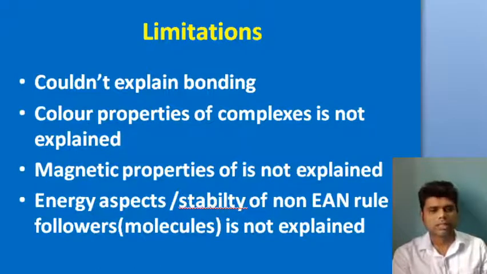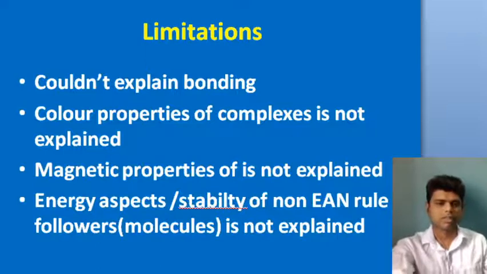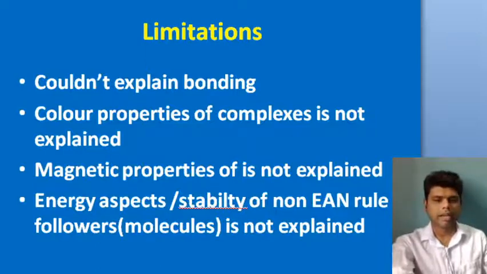Explain the limitations of Sidgwick's theory. Explain the limitations of Werner's theory. That he would ask. So couldn't explain what? Bonding properties and properties of complexes are not explained. Color properties of complexes are not explained. Magnetic properties, optical properties are also not explained here. Energy aspects and stability of complexes are not explained by what rule? EAN rule. That we should keep in mind.